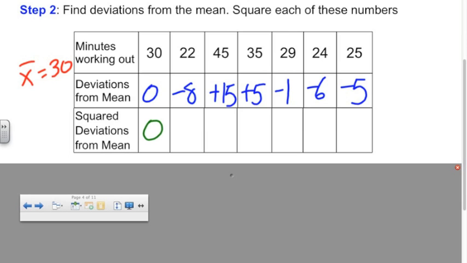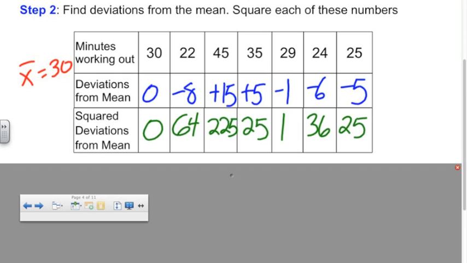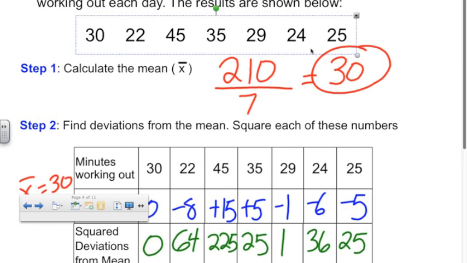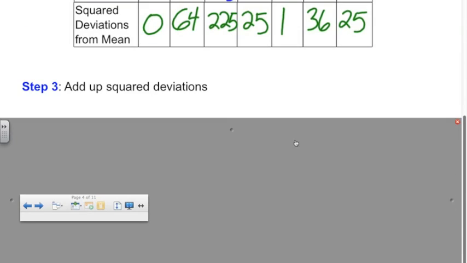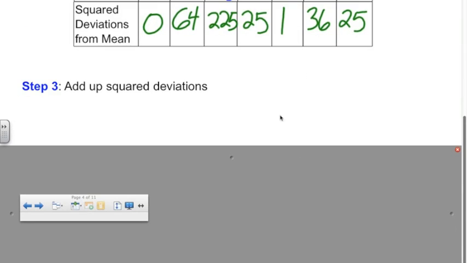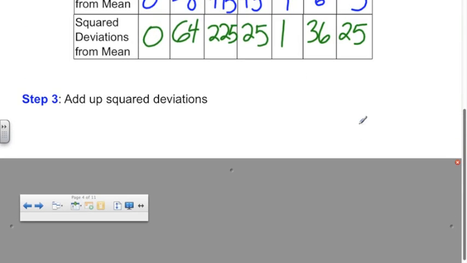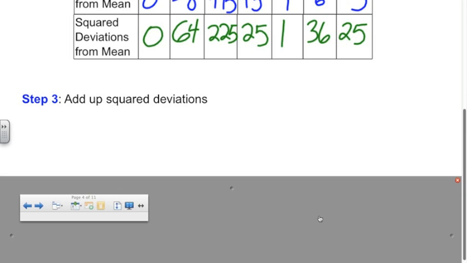So I get 0, 64, 225, that's 15 squared, 25, 1, 36, and 25. Okay, so the same thing as the warm-up, just taking it one step further, squaring each value. That's step 2. Okay, next, step 3, we're going to add up all these values. So just that green column, we're ignoring the blue one for now. We're just dealing with the green column that we just completed.